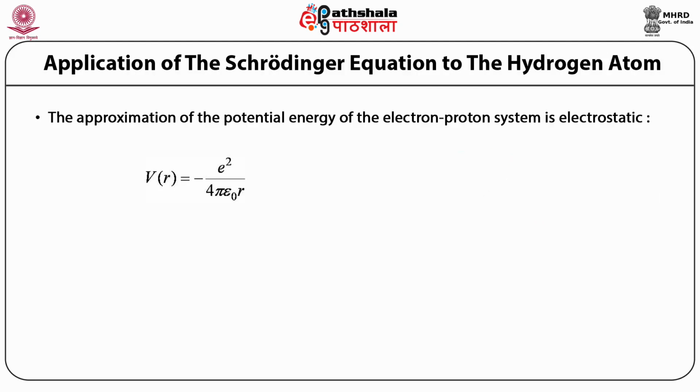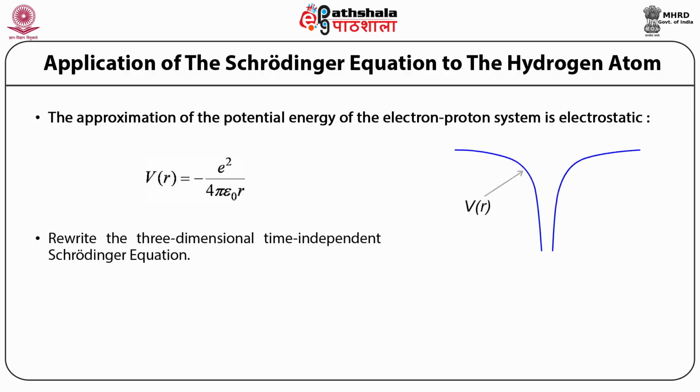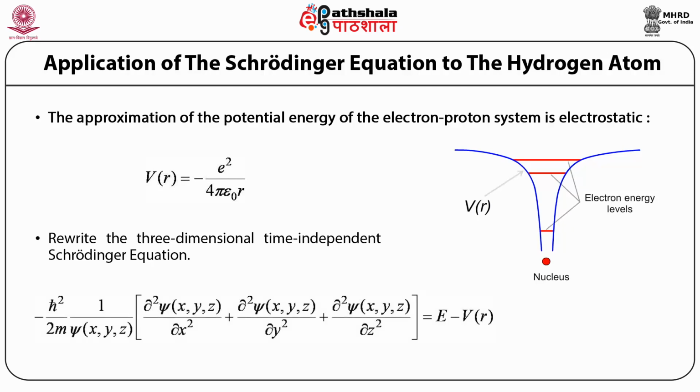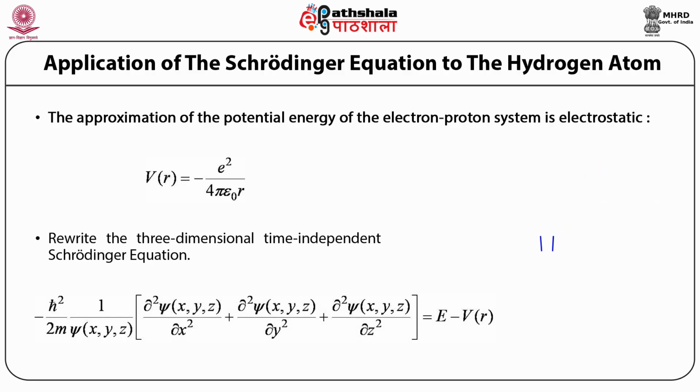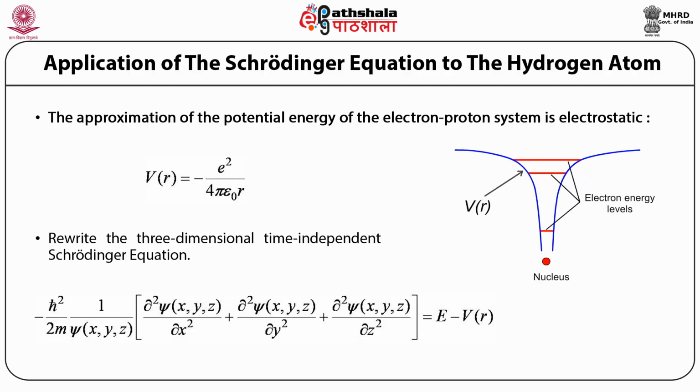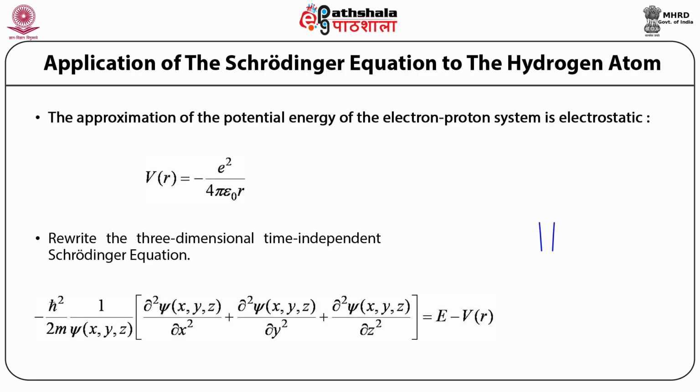So now, if we rewrite the three-dimensional time-independent Schrödinger equation for this system, it can be written as minus h cut square by 2m multiplied by 1 by psi(x,y,z), the whole multiplied by del square psi(x,y,z) by del x square plus del square psi(x,y,z) by del y square plus del square psi(x,y,z) by del z square equal to E minus V(r).